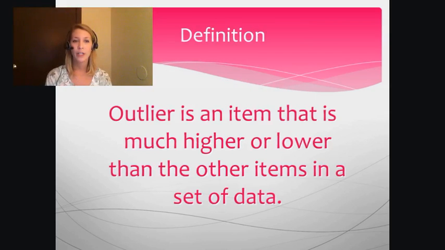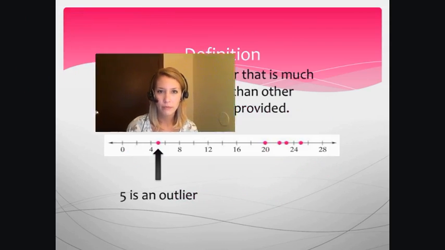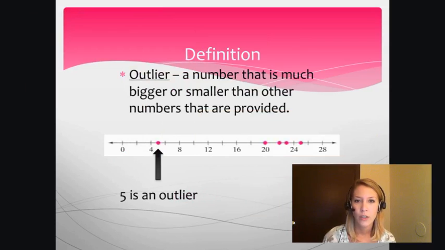Last but not least, we're going to talk about outliers. An outlier is an item that is much higher or much lower than the other items in a set of data. So they just don't seem to fit. So in our group of data, here we have it on a number line of all of our numbers. 5 is clearly the outlier because it is just much smaller than the other numbers in the data set.